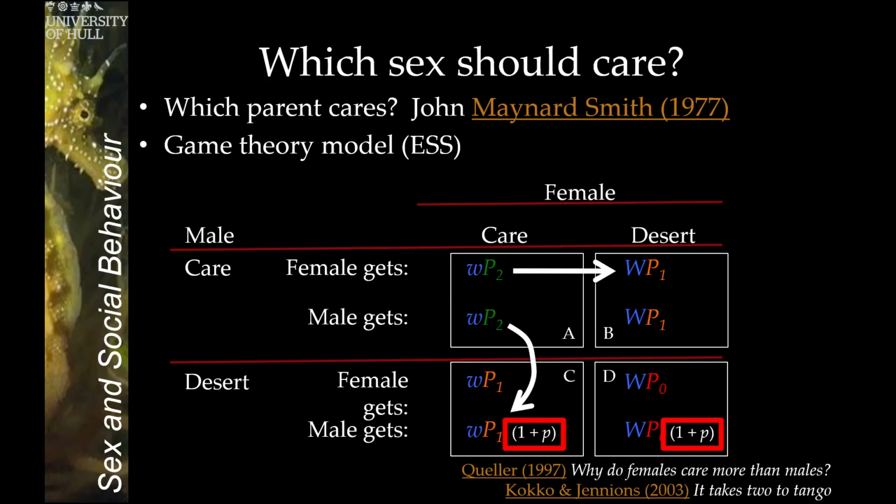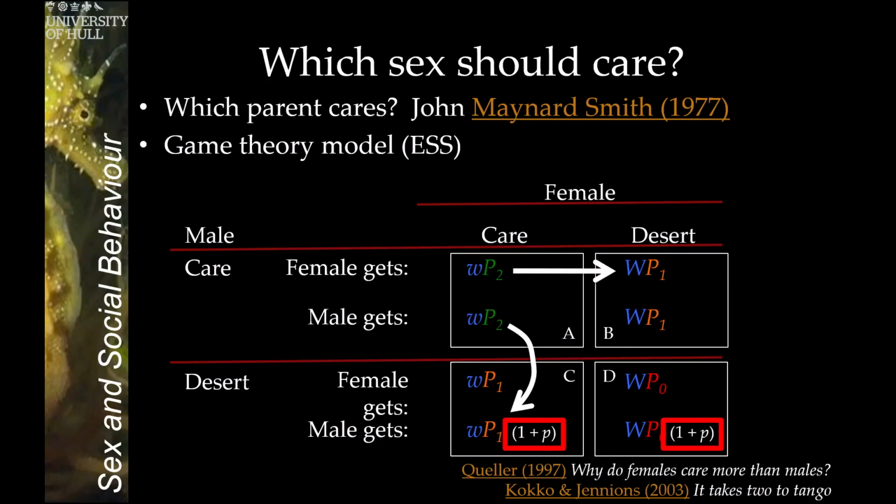These guys here, these 2 papers, and I really highly recommend reading these papers because they make sense of this if you didn't find that I made sense there. These will make sense of all of this. And they're extremely well written. The Queller is brilliant. The Coco and Janians is also brilliant. It takes 2 to tango. They point out that this here is effectively extra offspring for males on top of what the females are getting.